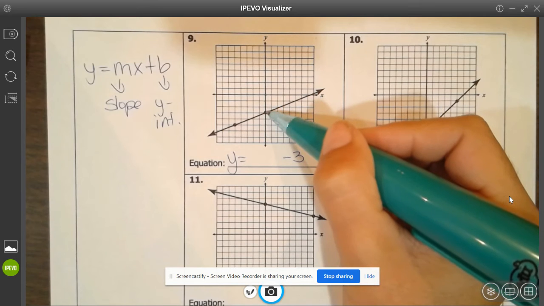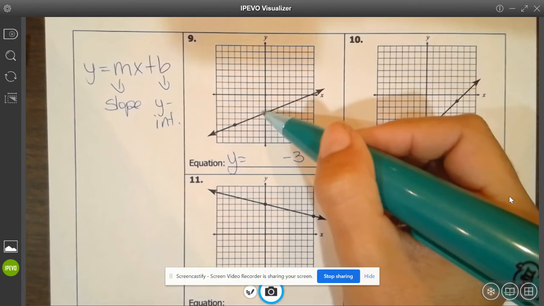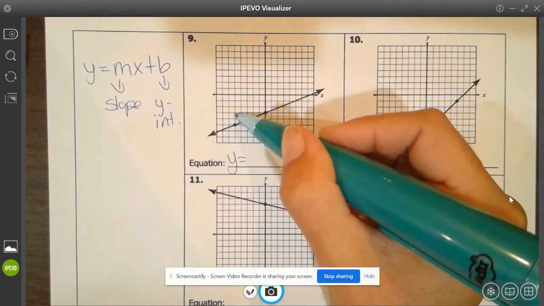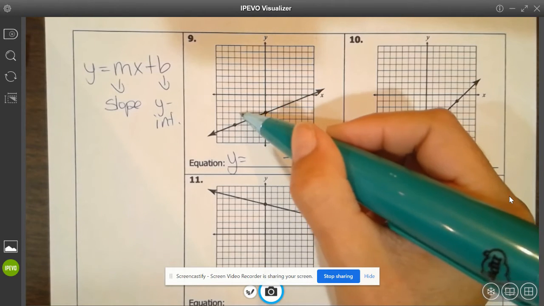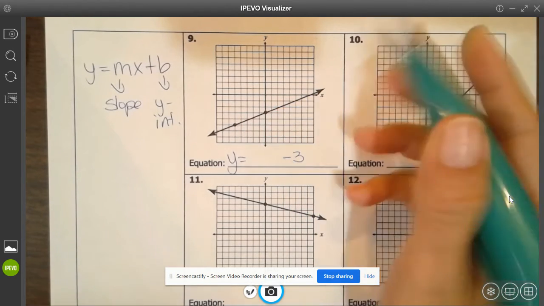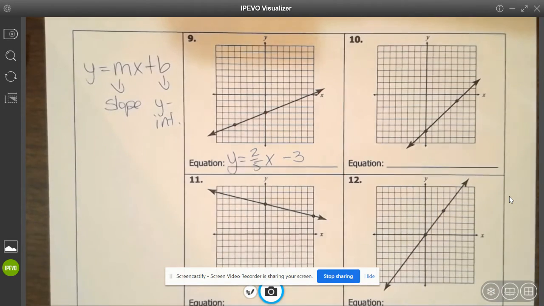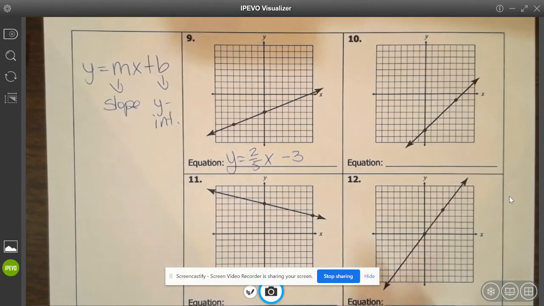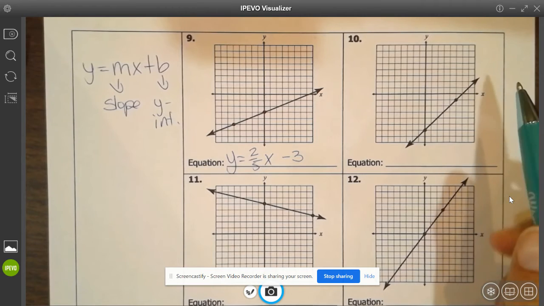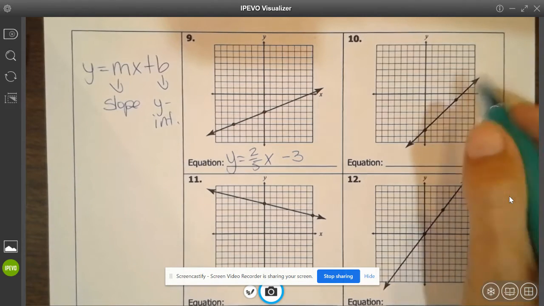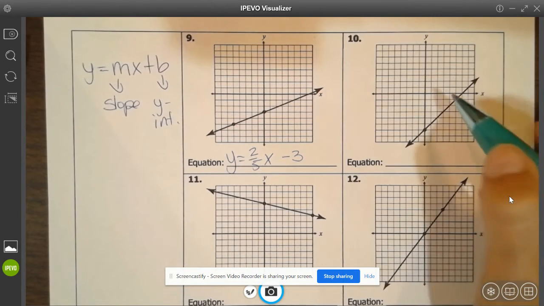And then you go, okay, let's find the slope. So from here to here, it is a positive 1. So we go 1, 2, up. 1, 2, 3, 4, 5. So that's 2 over 5 times x minus 3. And that is my slope, and that's my y-intercept. All right, let's do one more, just to make sure you guys got this.